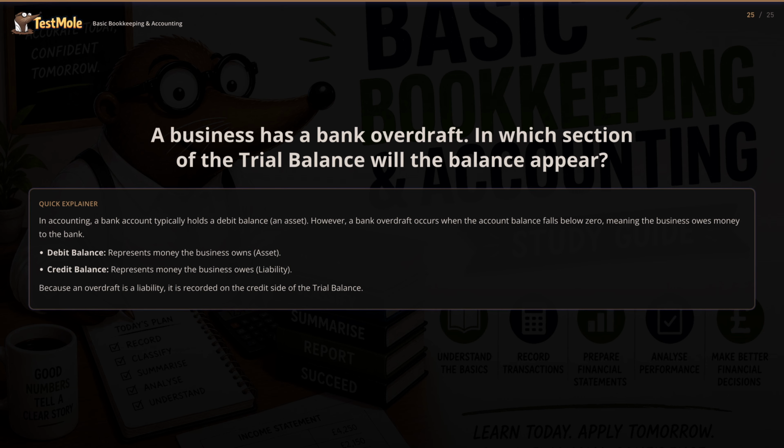Debit balance represents money the business owns, asset. Credit balance represents money the business owes, liability. Because an overdraft is a liability, it is recorded on the credit side of the trial balance.